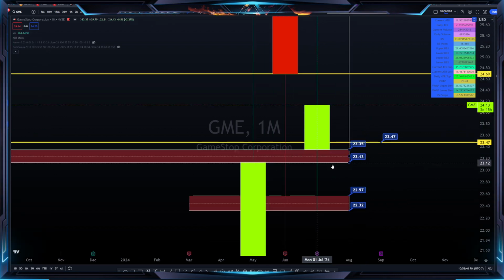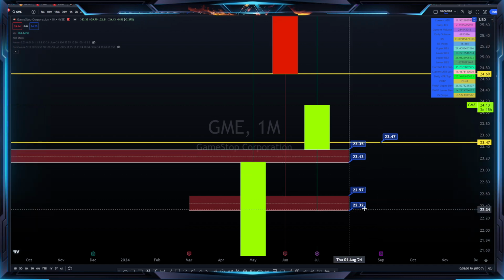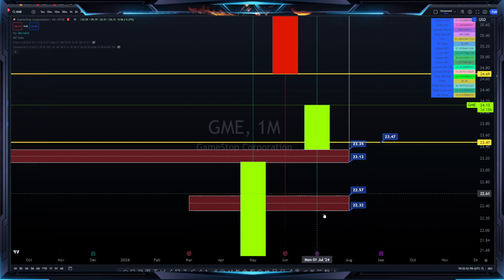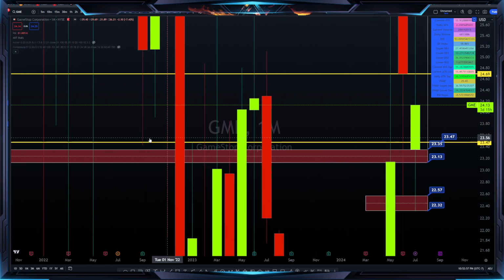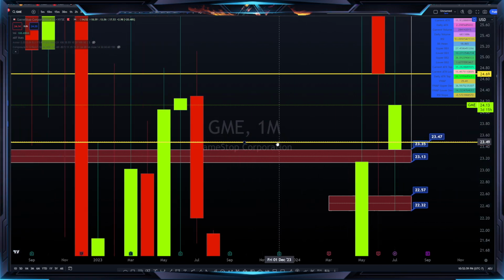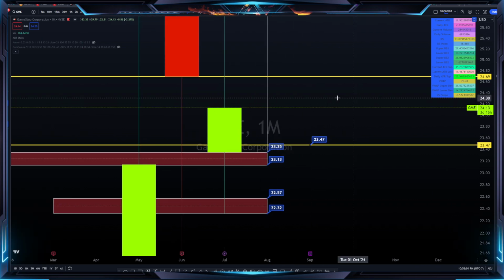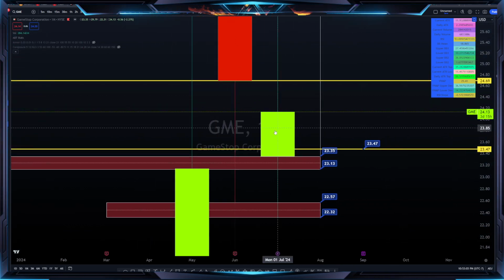I think there's a higher probability of a bounce between 23.35 to 23.13, opposing the 22.57 to 22.32. Always keep in mind that 23.47, because we do have some relevant wicks and shadows up there, right? So that's presently the thesis. But now, which side first? Are we going upside and downside, or are we going downside then upside?